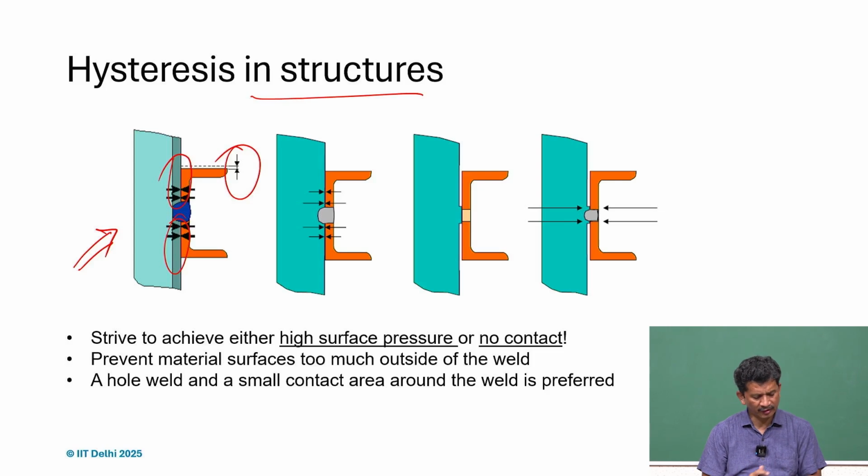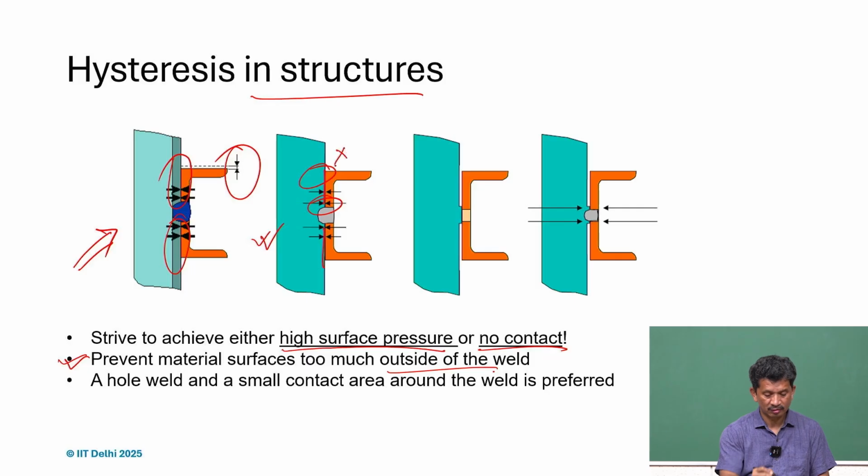So what is desired is that we should look for high surface pressure or no contact, and this is what we observed in this case. A larger area means large deformation, so we can have a very high stress distribution but at the same time low stress distribution, and they will try to spread over, and this is not good. So what is mentioned is to prevent material surfaces extending too much outside of the weld. So we should try to prevent that.